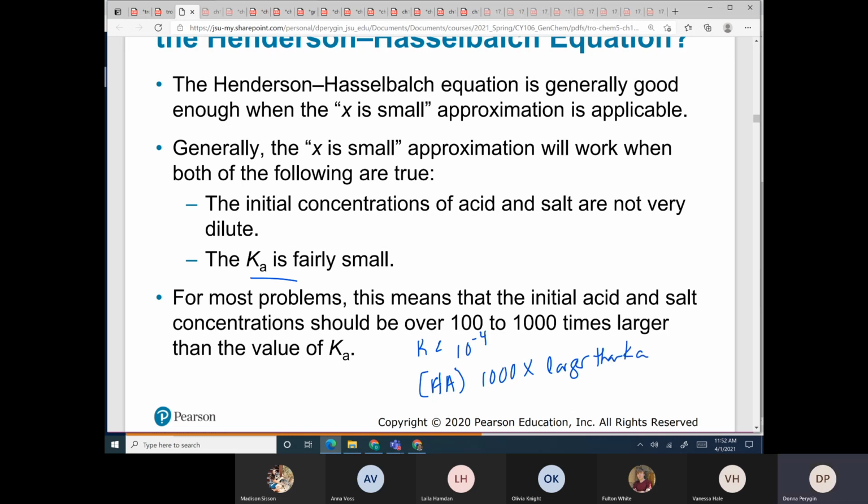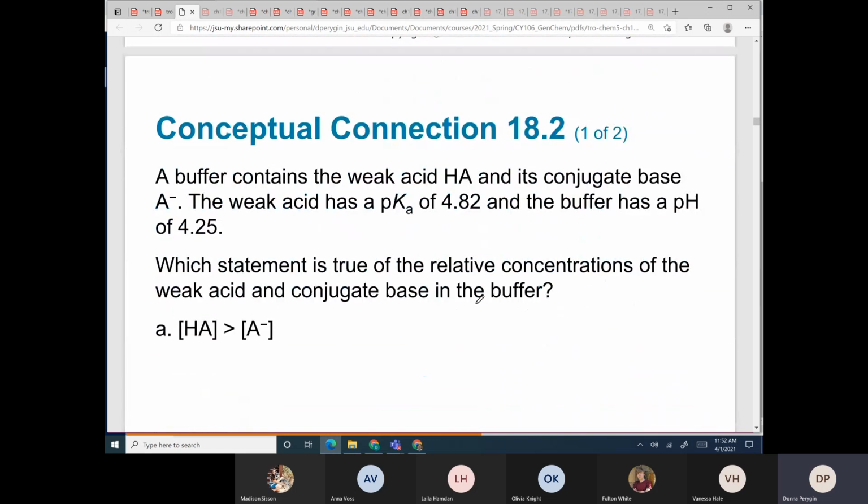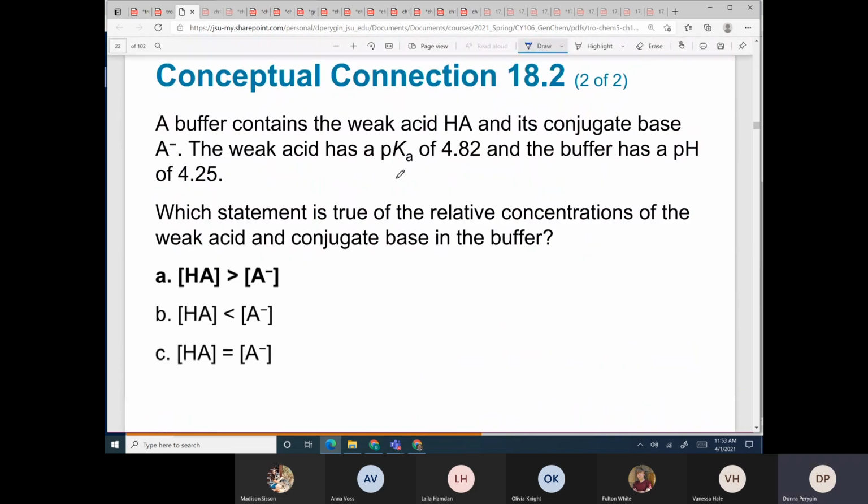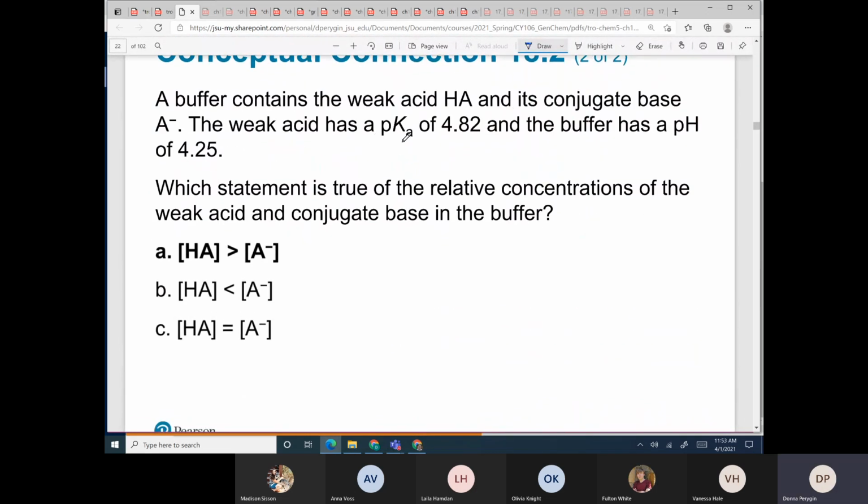So this is the general rule. If you've got these two things in place, then you can assume that your X's small approximation is valid. Okay? So a buffer contains a weak acid and its conjugate base. The weak acid has a pKa of 4.82 and the buffer has a pH of 4.25. Which statement is true of the relative concentrations of the weak acid and conjugate base of the buffer?